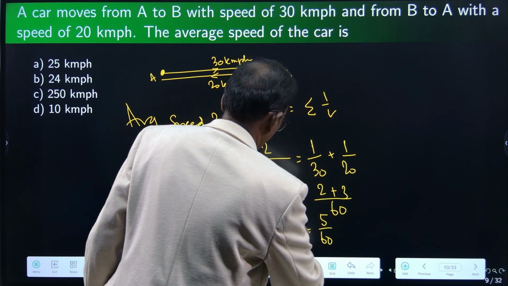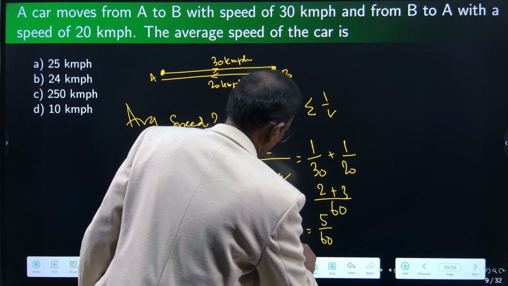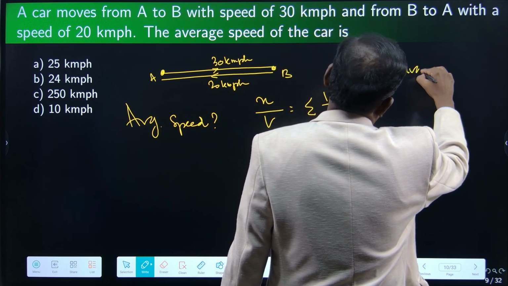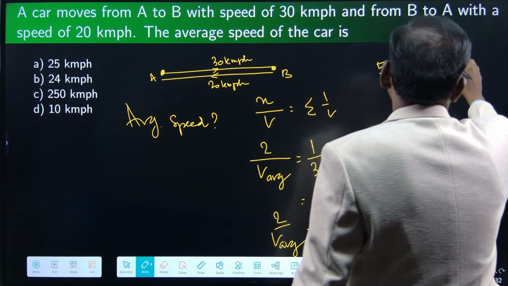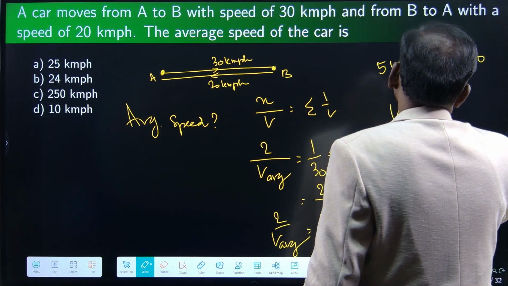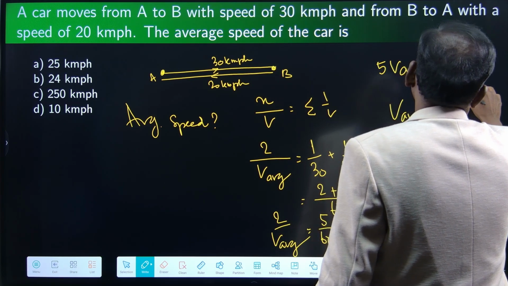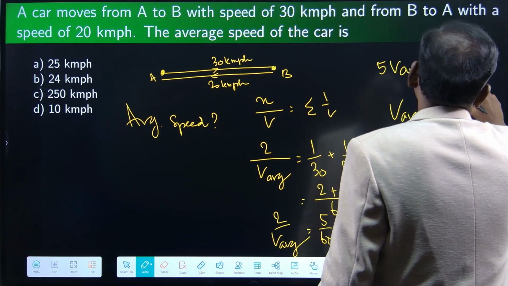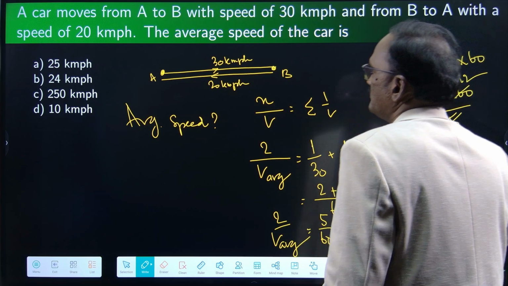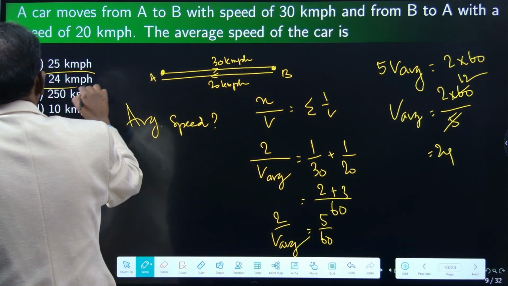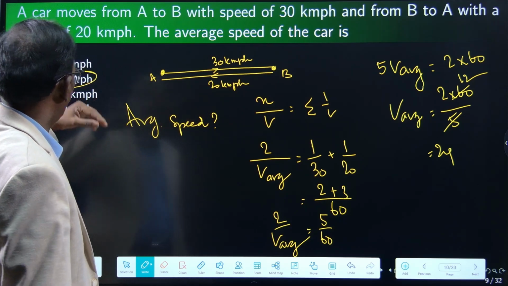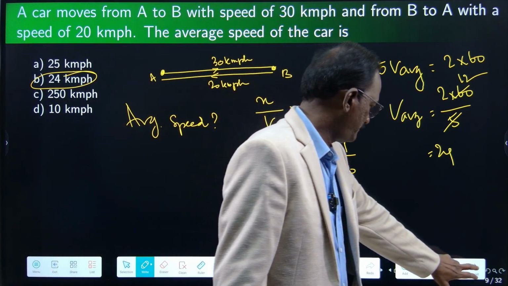2 by v average. So this side, 5 into v average is equal to 2 into 60. So v average is equal to 2 into 60 by 5. So this is 12, 24. Average speed is 24 kilometer per hour. I am using the letter v, but this is speed here, 24 kilometer per hour.